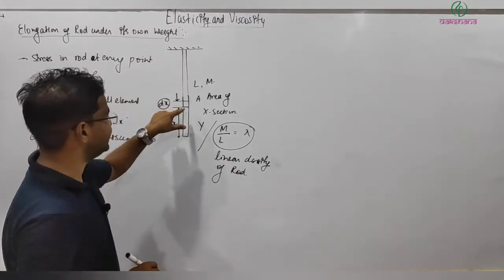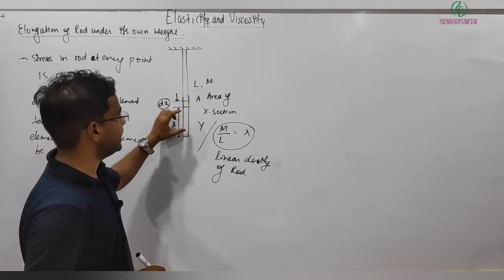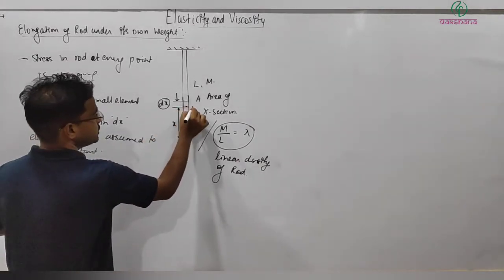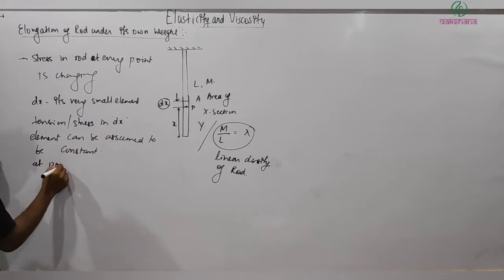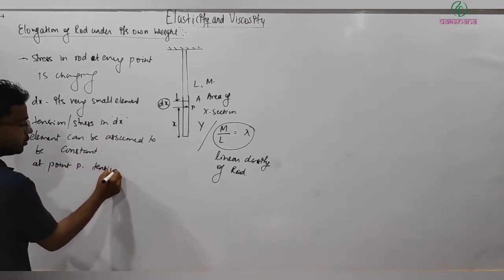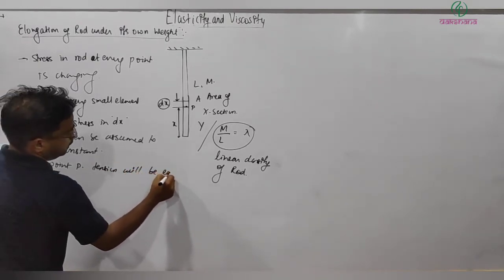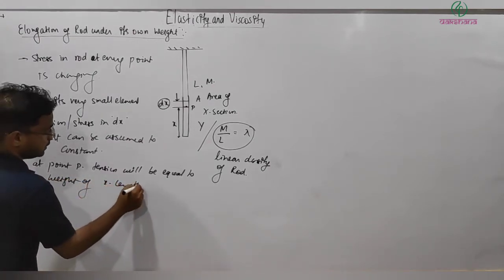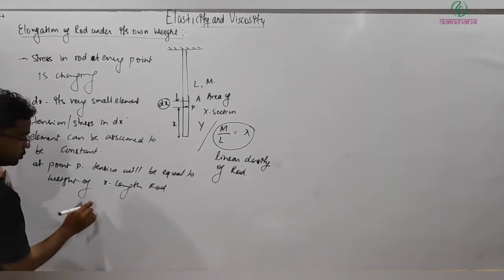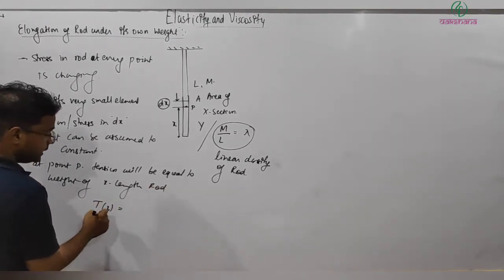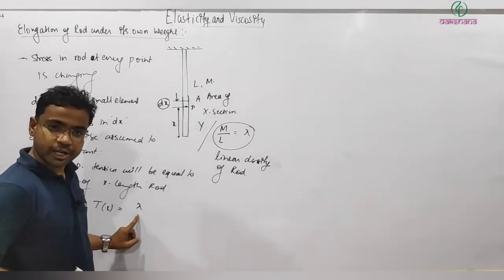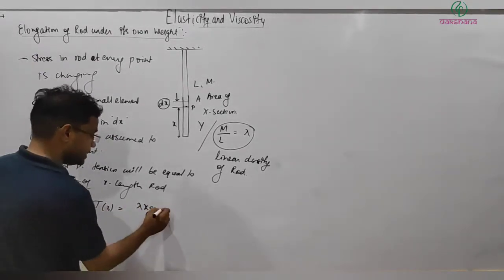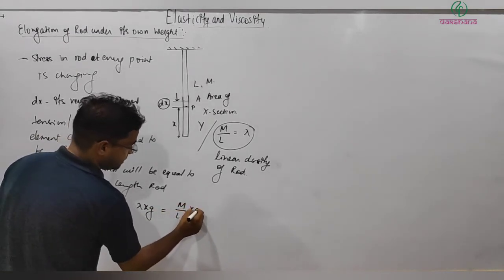Then you must be understanding that at this point the force or the tension will arise because of the weight of this x length of rod. So let me write this point P. At point P, tension will be equal to the weight of x length of rod. So T at x distance from the lower end is equal to the weight, that is lambda, mass per unit length, multiplied by length, which is the mass, multiplied by g, that is the weight, and that is equal to tension. So we are getting it as m divided by capital L into x multiplied by g, right?